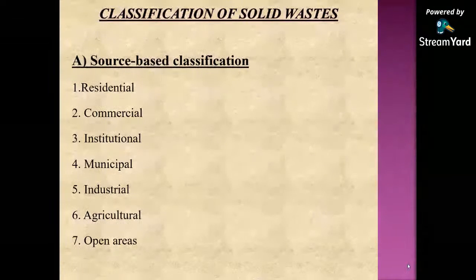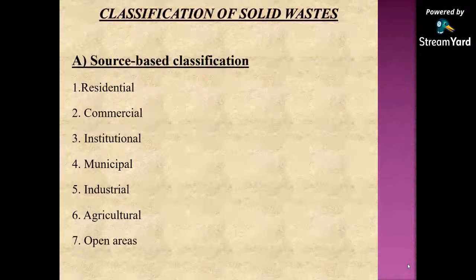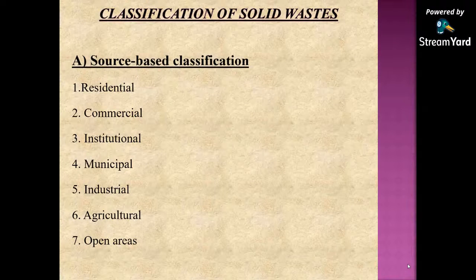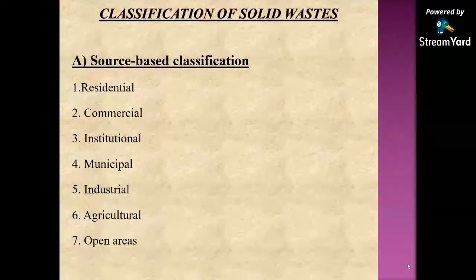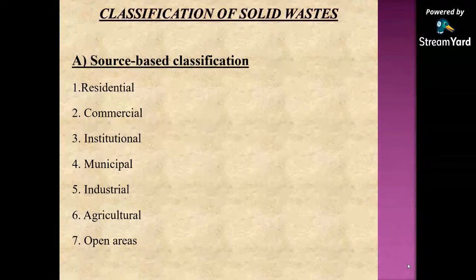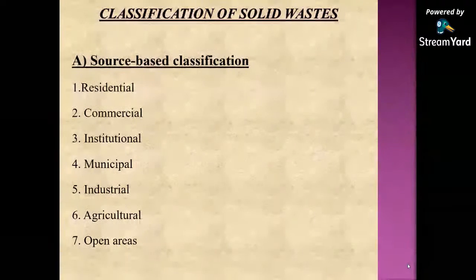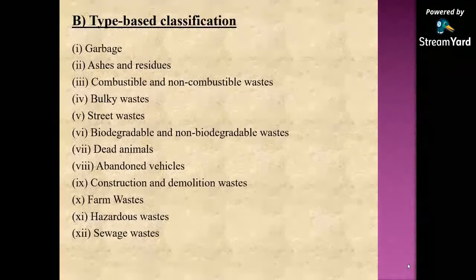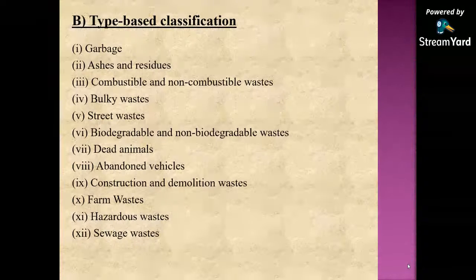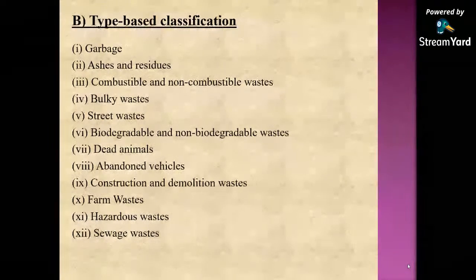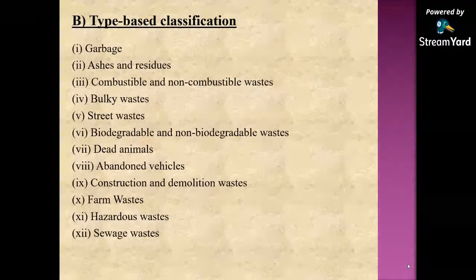Next is open area solid waste. In this category, it includes waste from areas such as streets, parks, vacant lots, playgrounds, beaches, highways, recreational areas, etc. So these are the open area solid waste. Next classification is the type based classification. So the classification of waste based on types will be physical, chemical and biological characteristics of waste.